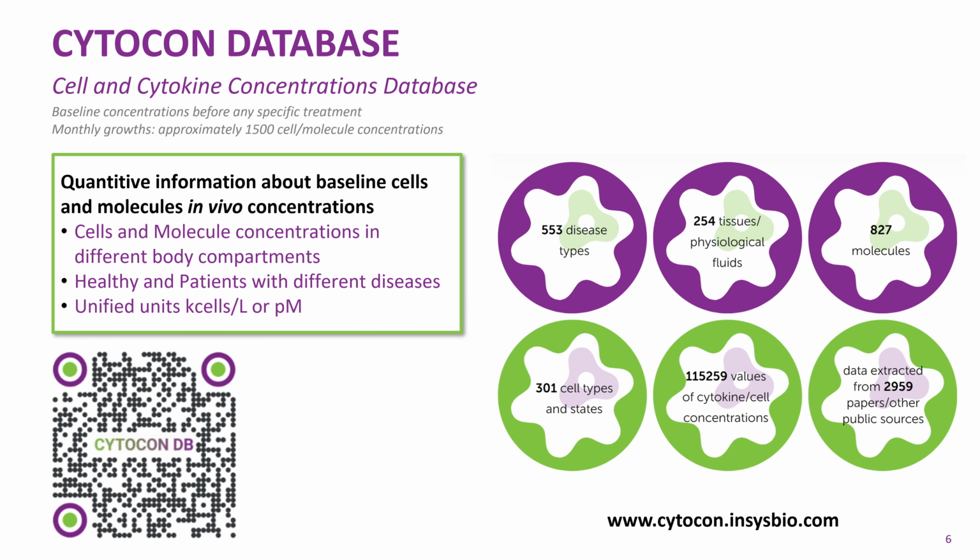The Cell and Cytokine Concentrations database is our in vivo concentration database. It answers the question: what's the baseline level of cytokine X in tissue Y in patients with condition Z? We cover around 500 disease types with more than 100,000 individual values, extracted from almost 3,000 papers. Everything is in unified units, kilocells per liter for cells, picomolar for molecules. You can compare across studies without doing conversions yourself. We update monthly, around 1,500 new values.